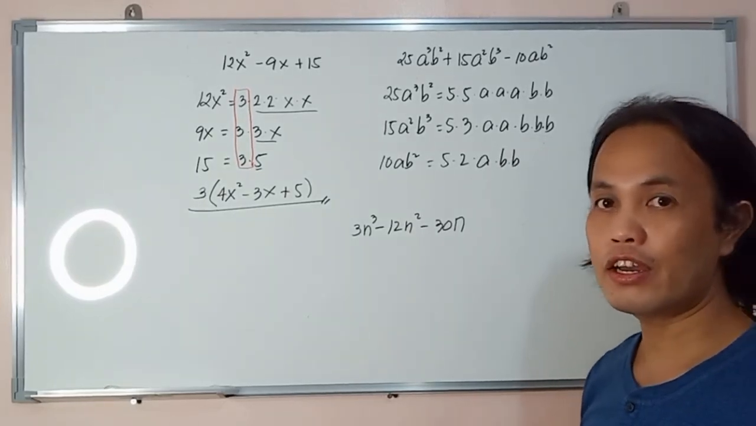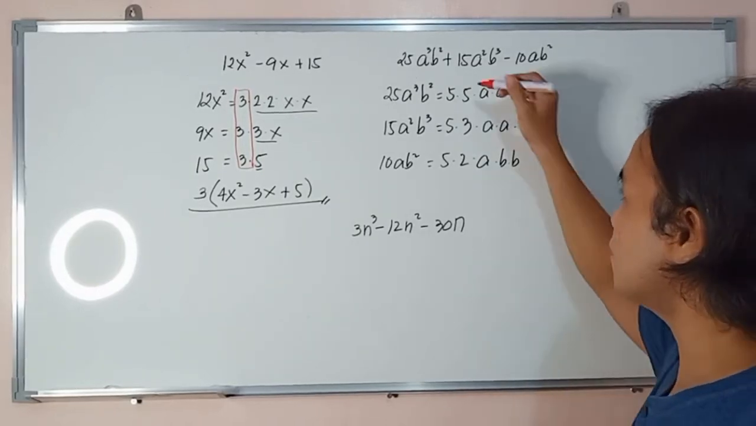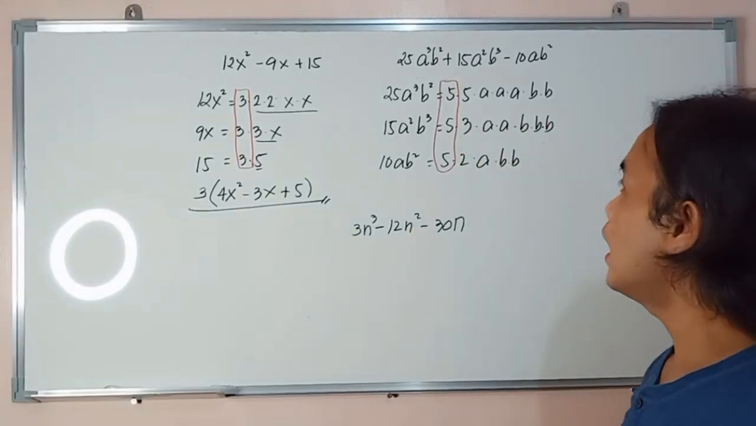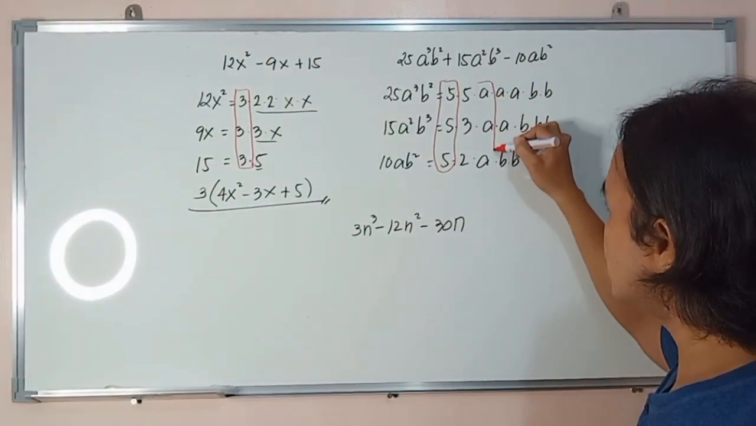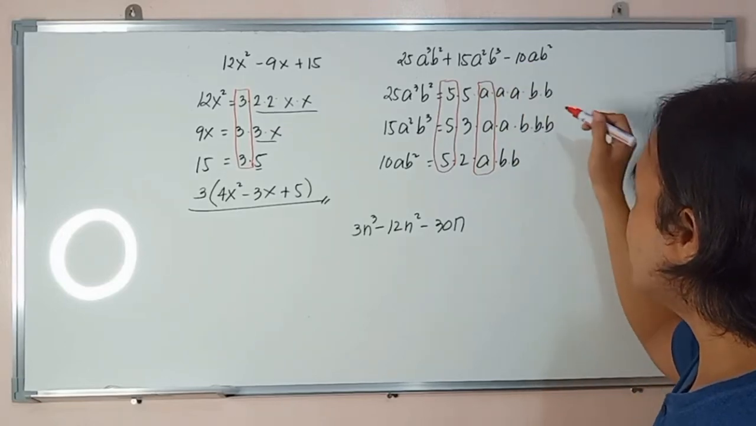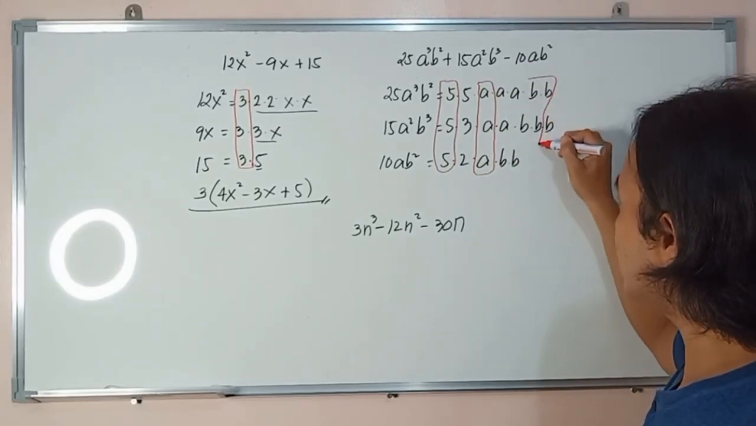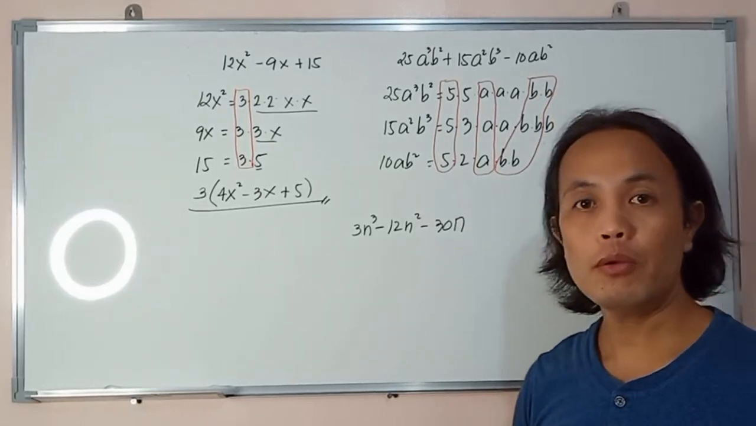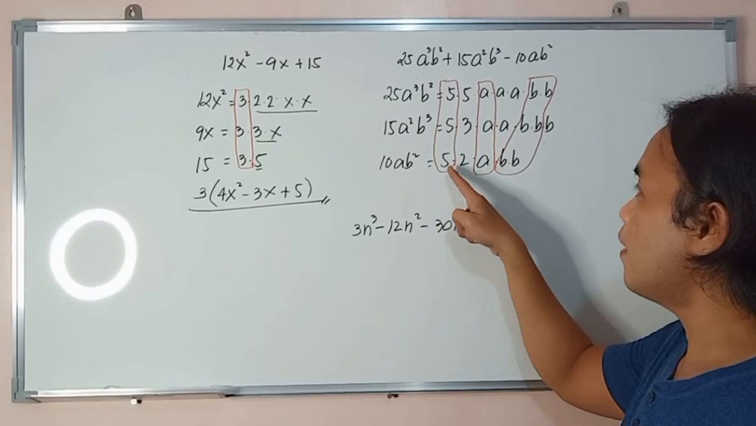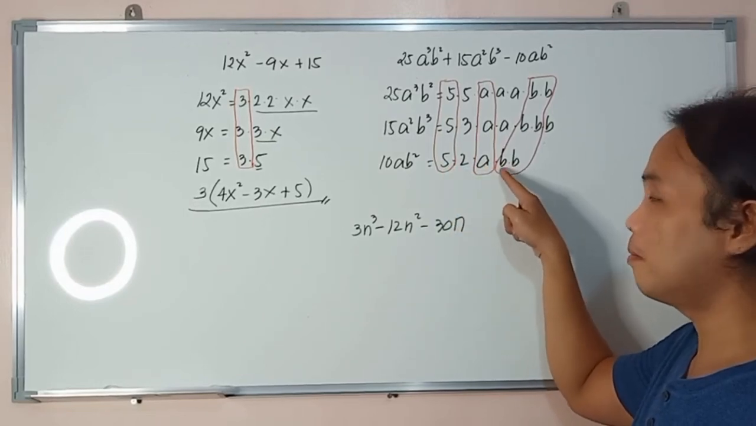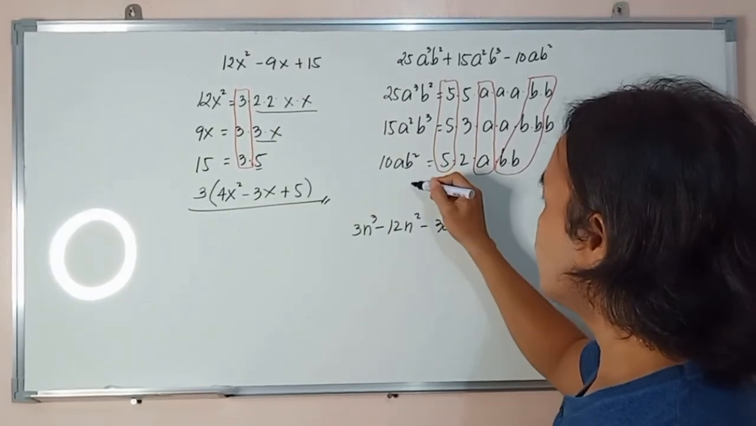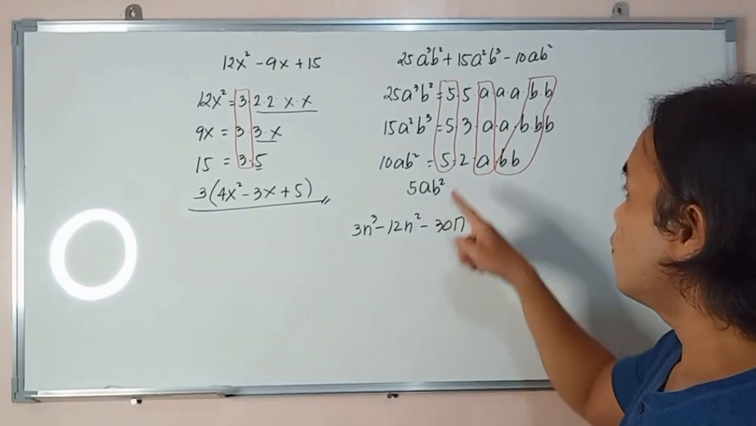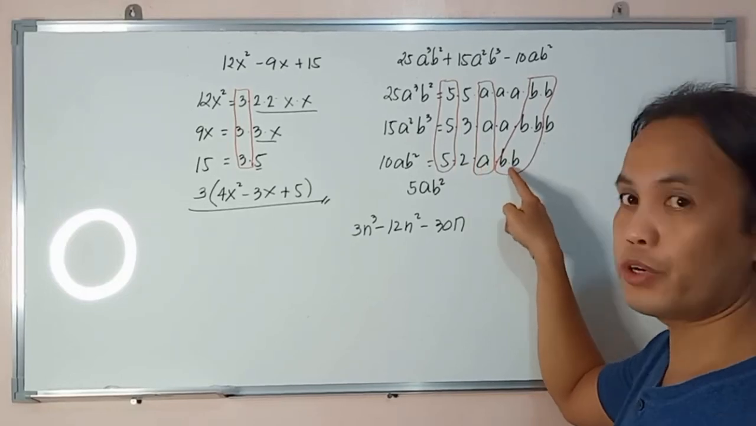So let us identify the common monomial factor or the GCF. We have 5, which is common in all of the terms. Another is a. Another is b. We have two b's here. So our common monomial factor therefore is 5 times a times b times b. So that is 5ab squared. 5a and the b squared.